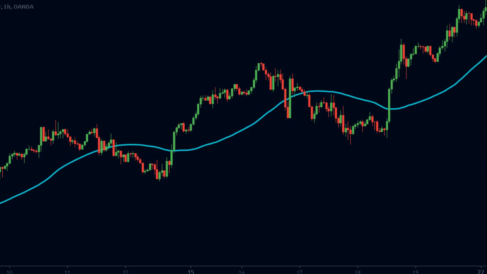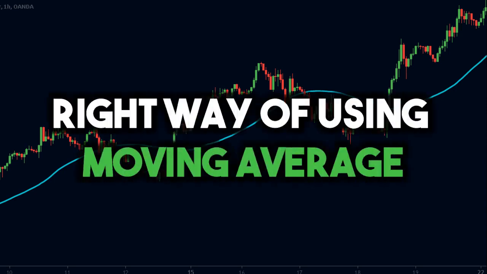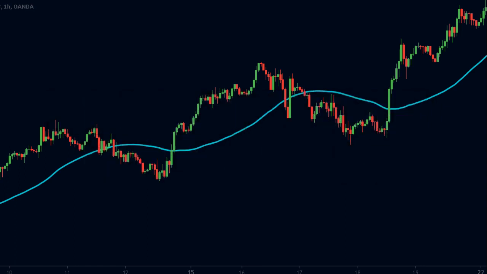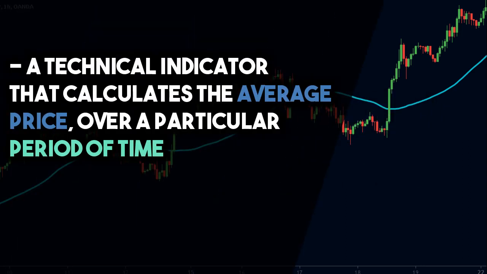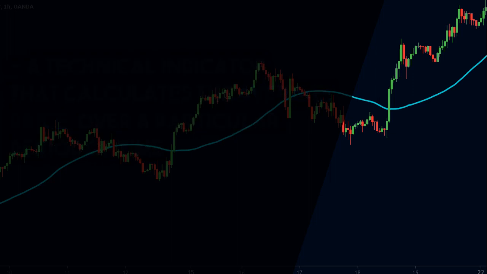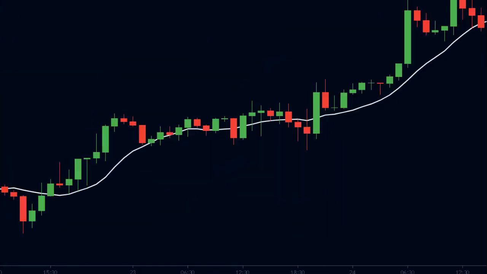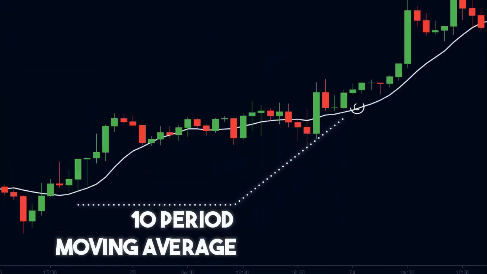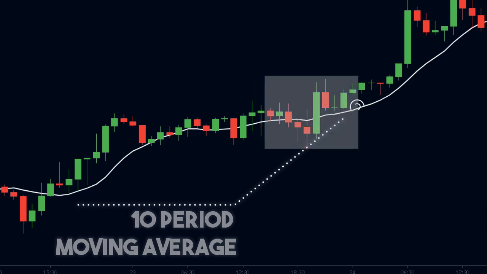In this video I am going to share the right way of using moving averages to generate consistent profits. By definition, a moving average is a technical indicator that calculates the average close price of an asset over a particular period of time. This means that a 10-period moving average will show the average close price of the last 10 candles.